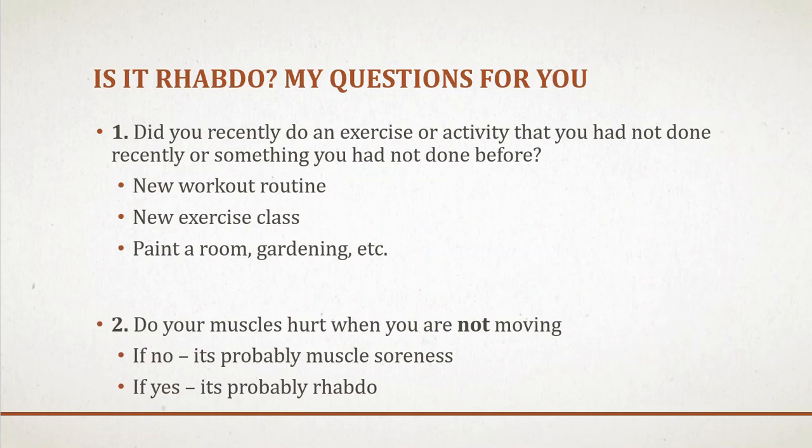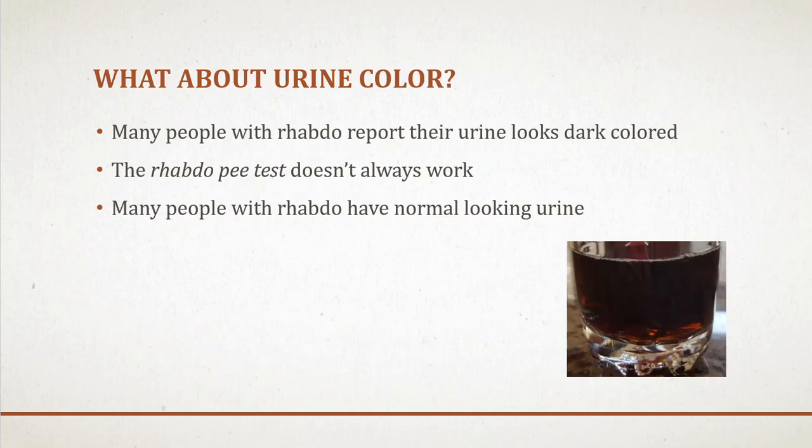So again, I'm coming back to this, my questions. Did you recently do an exercise that you were not used to doing, or an activity you were not used to doing? And after that, are you hurting, or are you in pain when you're not moving? If the answer is yes, you're in pain when you're not moving, I'm suspecting rhabdo. Again, I may ask you about the color of your urine, but even if you tell me your urine looks normal, quote unquote normal, or maybe it looks a little yellow, I'm not so worried about that. It's, are you in pain when you're not moving? That's the thing to look for.